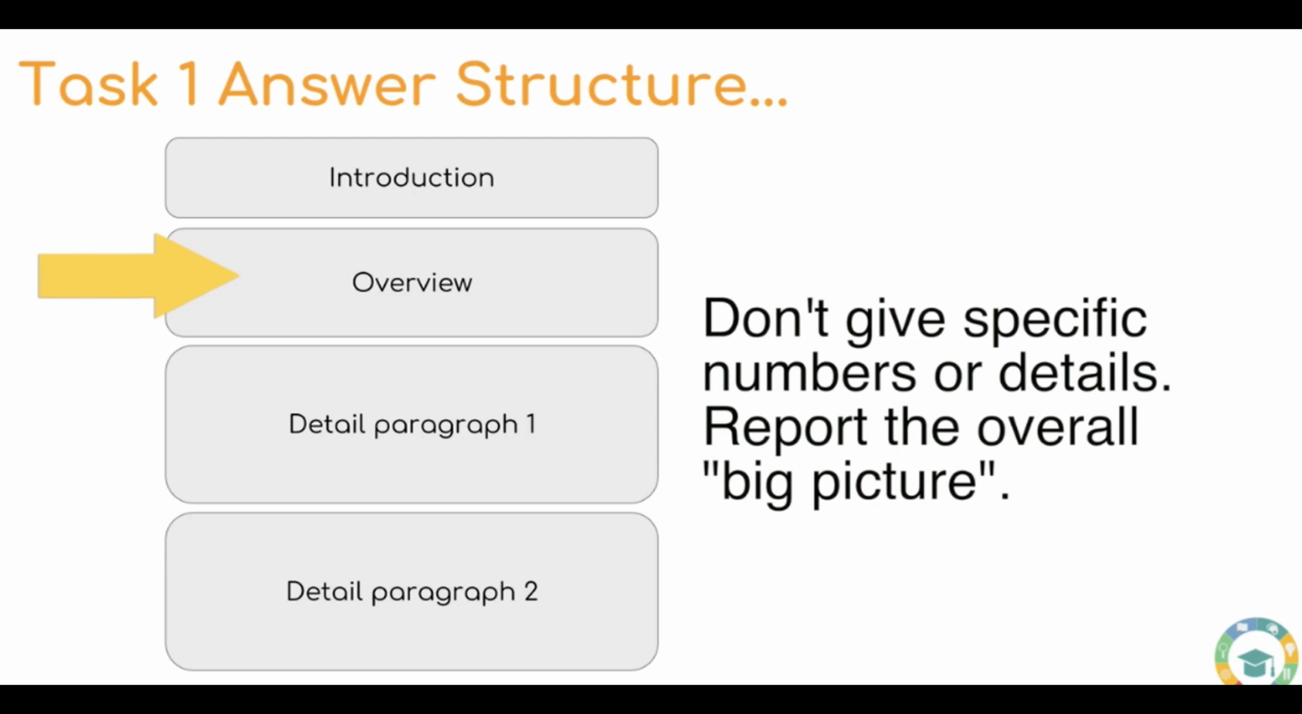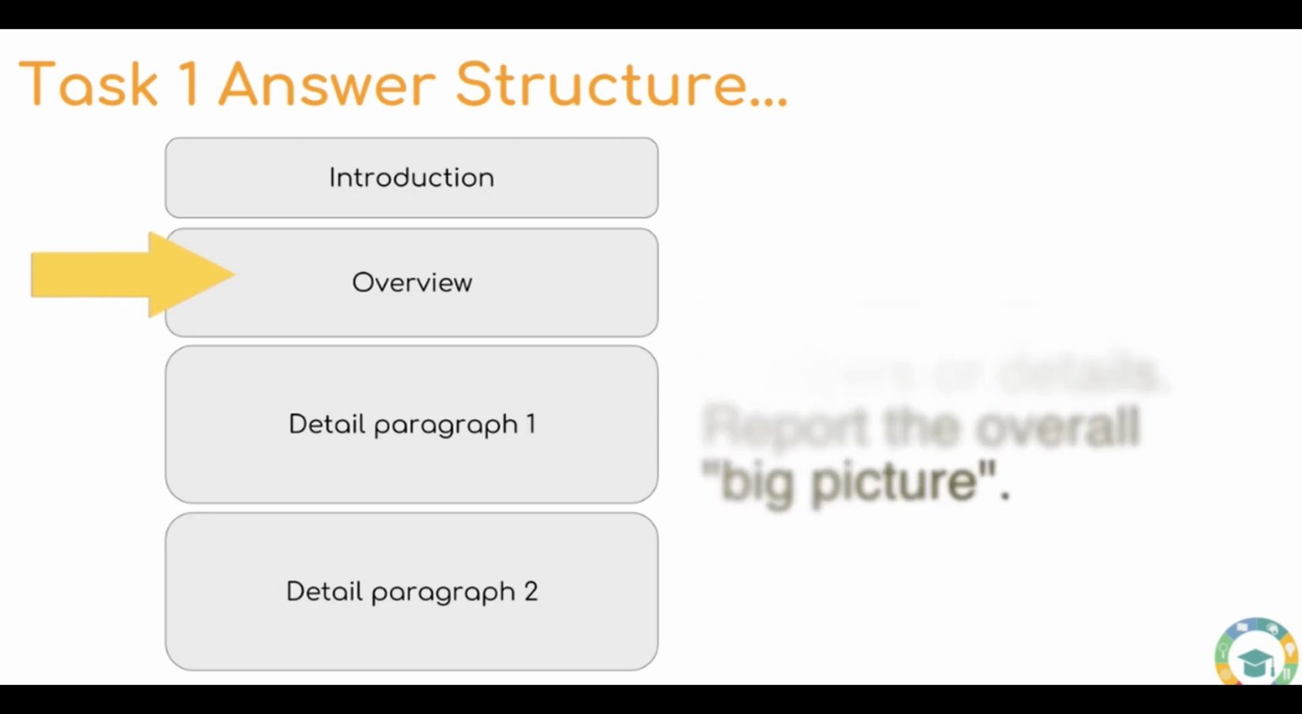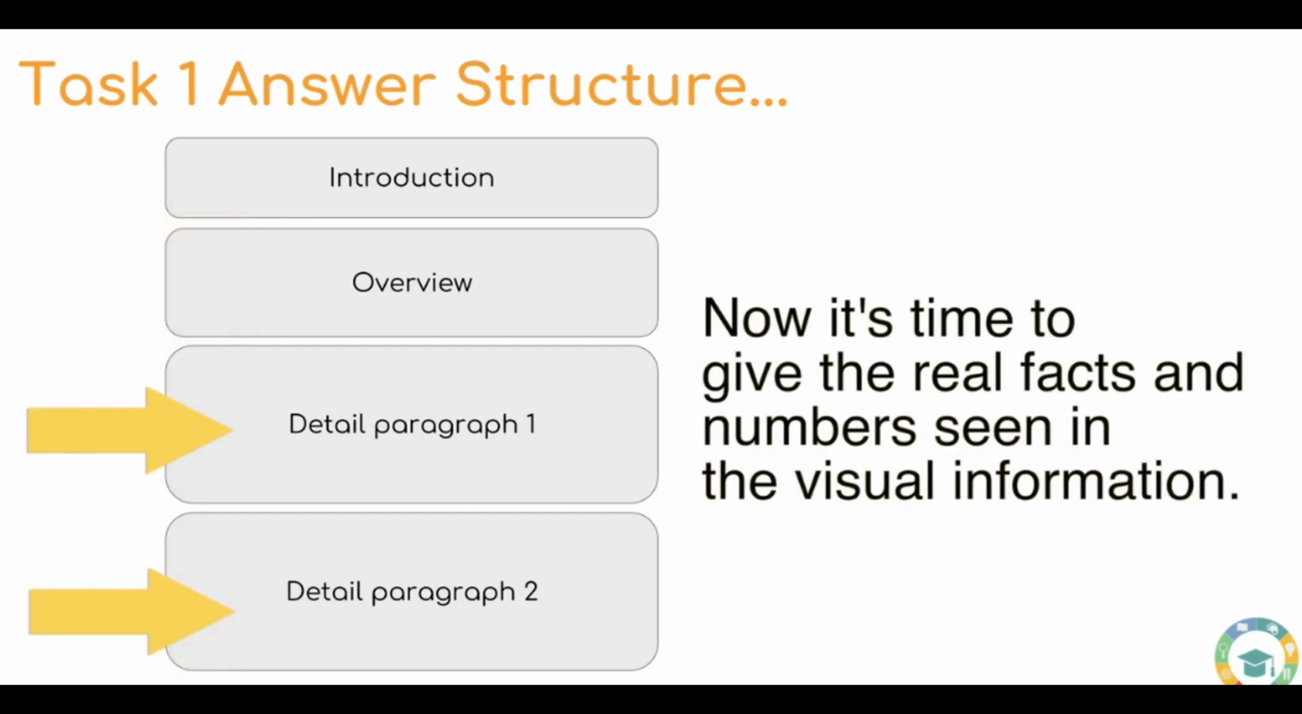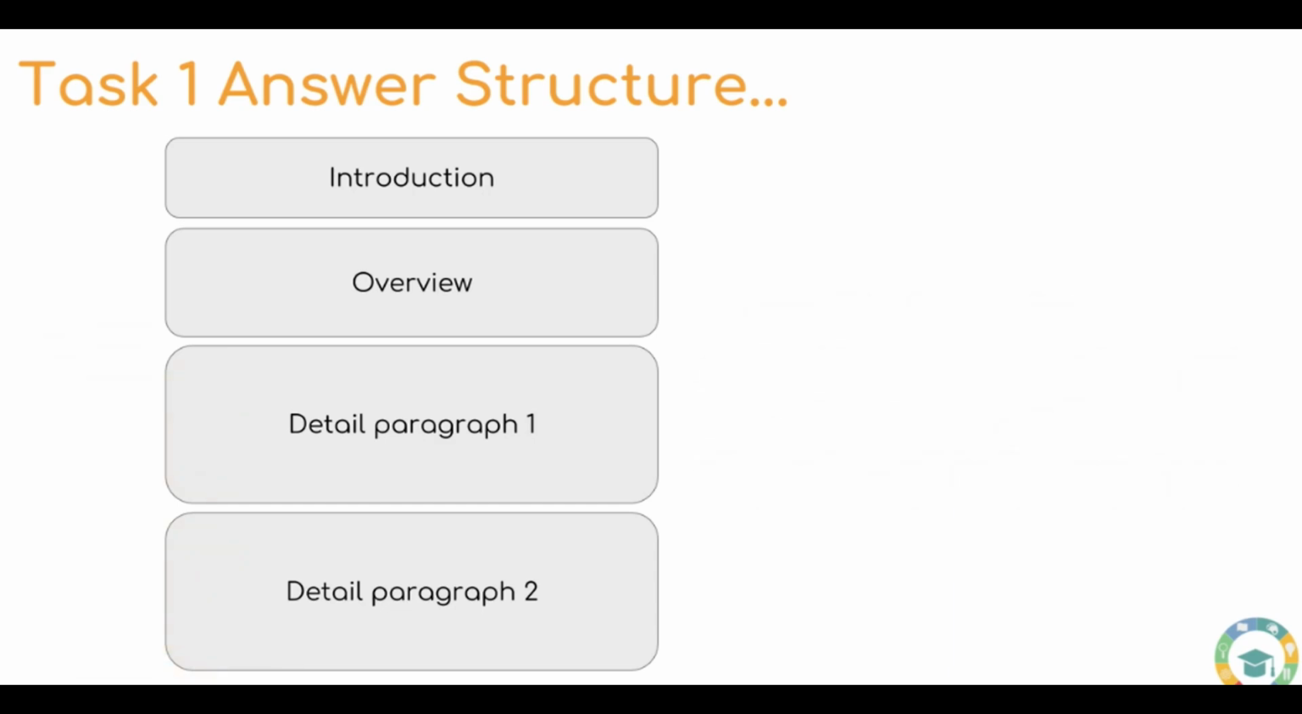Here you report the main trends or the big picture of the visual information shown. Finally is our 2 detail paragraphs, where you'll go into a lot more detail to report the features of the visual information shown. I'll be using this structure today to write my model answer. Let's take a look at the question I'll be answering now.